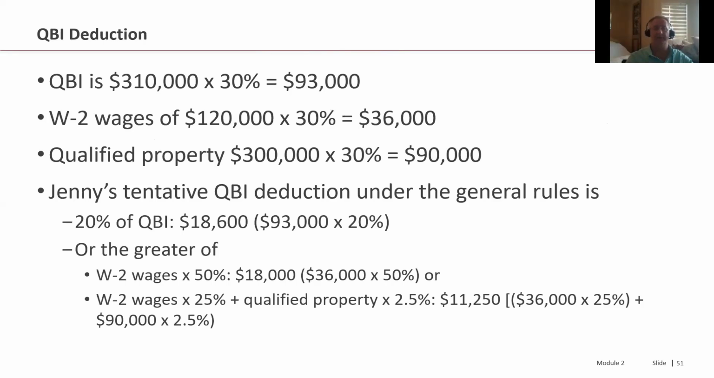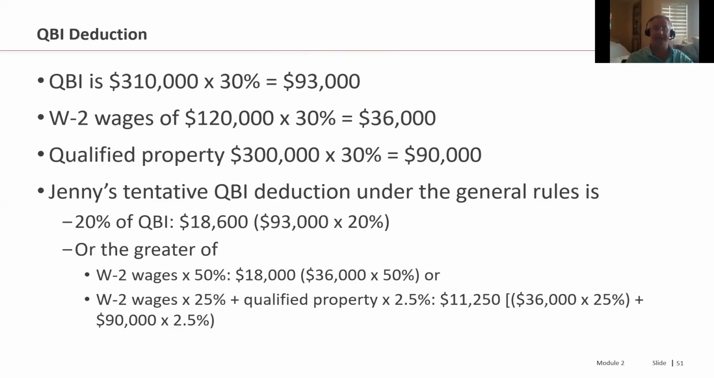So her QBI was 310,000. Take 30% of that. Her wages were 80,000 to her, 40,000 to her employees. That's 120,000. Take 30% of that. Her qualified property was 300,000. Take 30% of that. So we've taken 30% of all of those factors we use to calculate the limitation. Now we actually calculate the limitation.